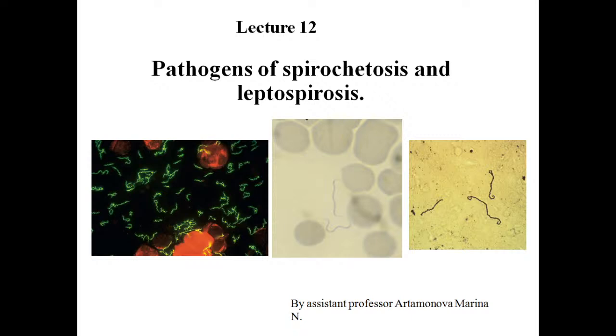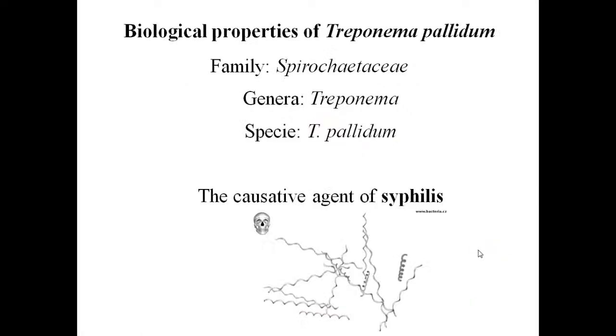If you remember, in the previous semester we studied morphology of bacteria, and in lecture number 1 we said that bacteria may be spherical shaped, rod shaped, and spiral shaped. So in this lecture, we will talk about those bacteria that are spiral shaped. They have a specific morphology in their shape.